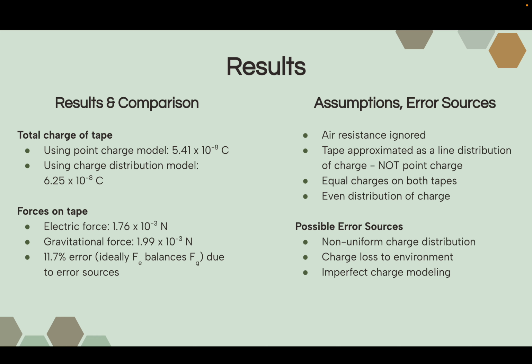Some assumptions we made were that air resistance was ignored, tape was approximated as a line distribution of charge, not point charges like last time, that there were equal charges on both tapes, and that there was an even distribution of charge. Some possible error sources were non-uniform charge distribution across the tape, charge loss to the environment, or imperfect charge modeling.